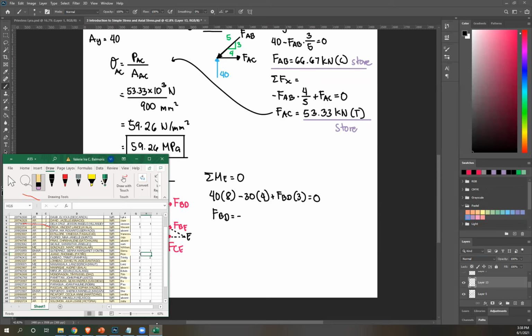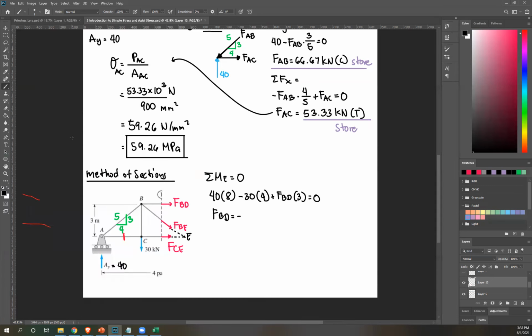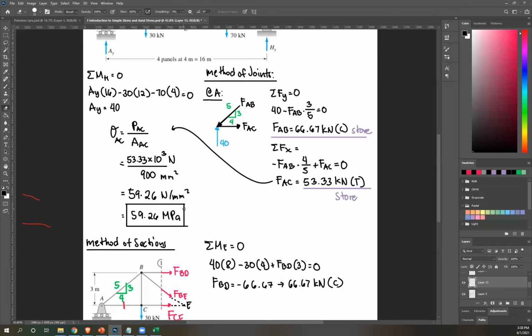It's negative 66.67. Therefore, for an incorrect assumption, this is actually 66.67 kilonewton. I assumed tension, that's incorrect, so it should be compression. Should also complete the answer: this is compression.